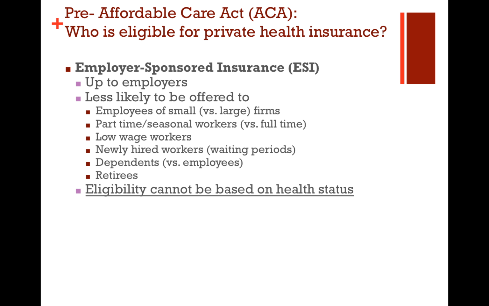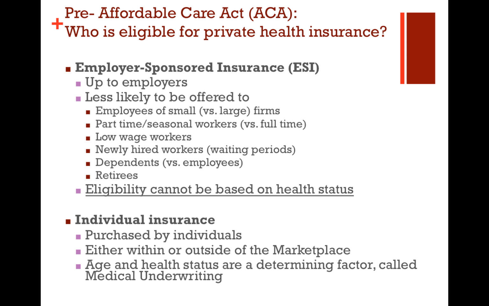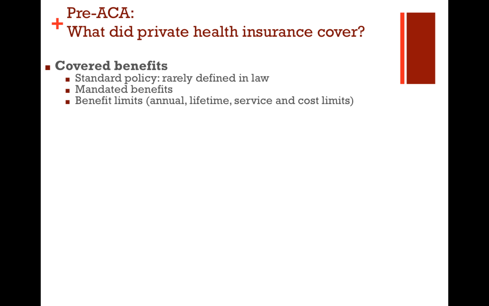The big difference between employer-sponsored insurance, ESI, and individual insurance is that employer-sponsored insurance cannot be based on your health status. So if you work there, you cannot be denied due to a pre-existing condition. However, with individual insurance, which is purchased by individuals either within or outside of the marketplace, age and health status were a determining factor, and that was called medical underwriting. And that meant that individuals could be covered differentially based on their current health status. So what did health insurance cover prior to the Affordable Care Act?